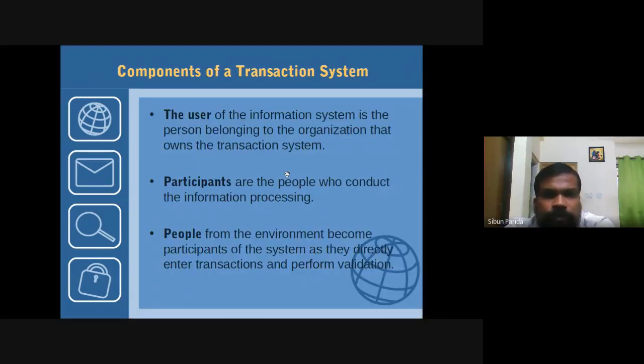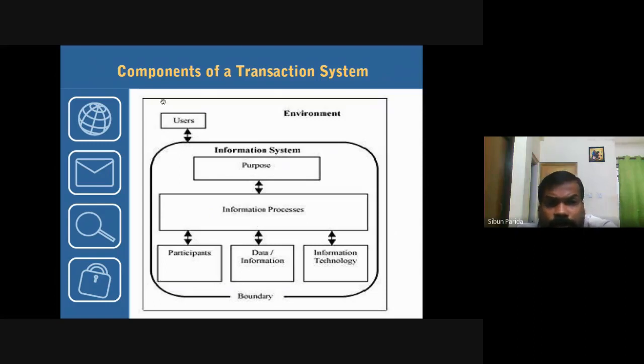Now, what are the components of a transaction system? First, the user who is using the transaction system. Participants: who are the participants in that transaction system? People from the environment become participants of the system as they directly enter transactions and perform validations. Okay. So users are there.